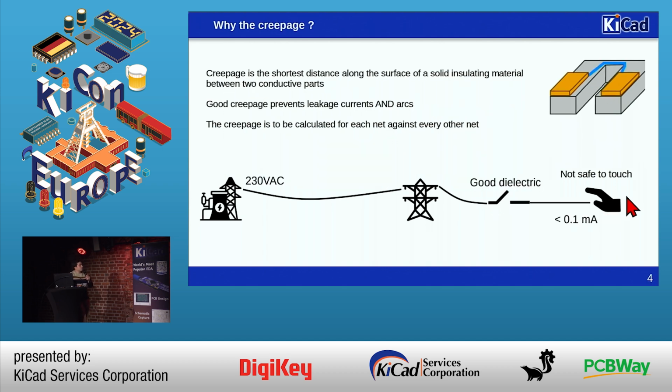Now the creepage. The creepage is another distance. The clearance was over the air. The creepage on the other side is basically walking around the PCB trying to connect two conductive parts. Just like the clearance, the creepage is to be calculated each net against each net. And a good creepage prevents arcs, but also leakage currents.